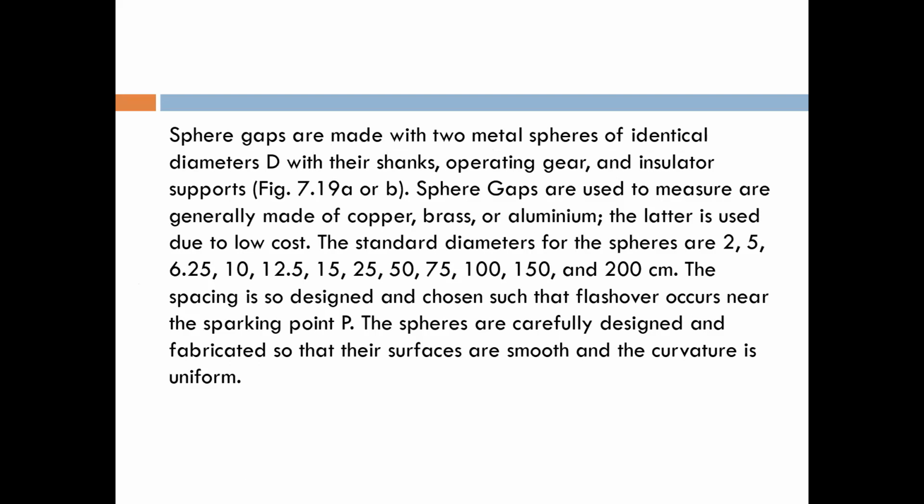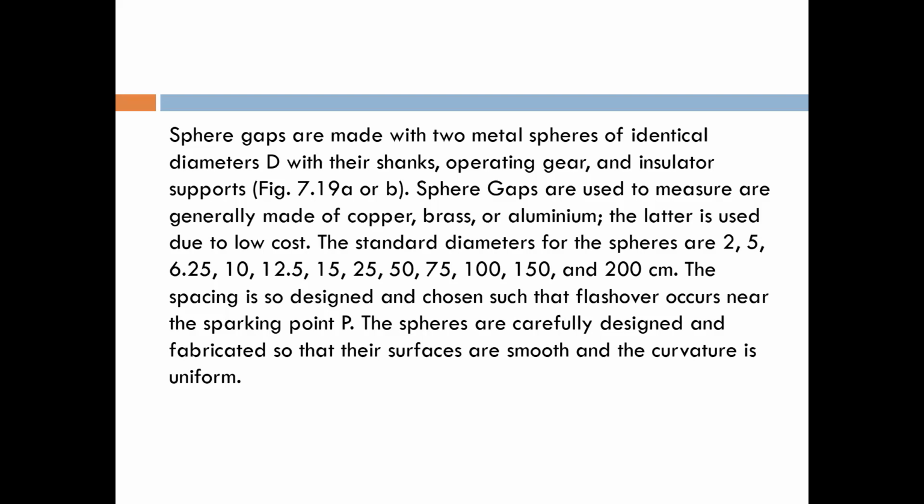Sphere gaps used to measure are generally made of copper, brass, or aluminium. The latter is used due to low cost. Cost is low, so that can be used. Remember this point. The standard diameters for the spheres are 2, 5, 6.25, 10, 12.5, 15, 25, 50, 75, 100, 150, and 200 centimeters. It means in this range only you can choose the standard diameter of your sphere, depending upon the voltages to be measured.